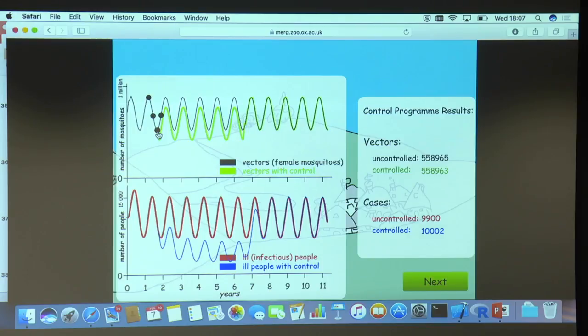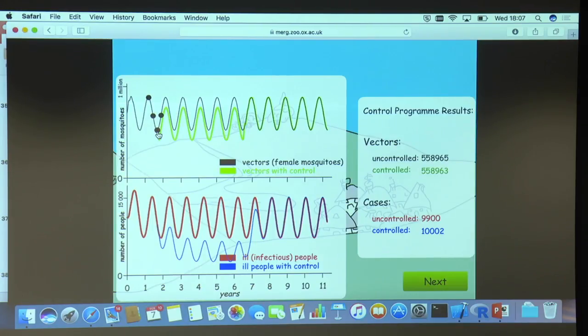And you can see that actually I can reduce my... So I'm doing a 2-to-1 release ratio, so 2 sterile mosquitoes to every wild type. And on the bottom, I have the number of sick people in red, in the absence of control, and in the presence of control in blue. And it goes up and down because we're thinking about mosquitoes, and they like it wet and they don't like it dry, so there's some seasonal dynamics there, essentially.